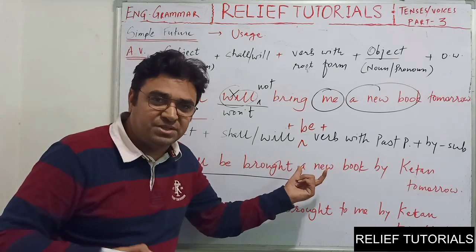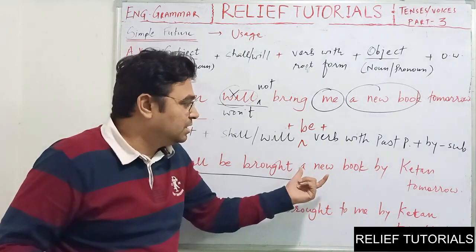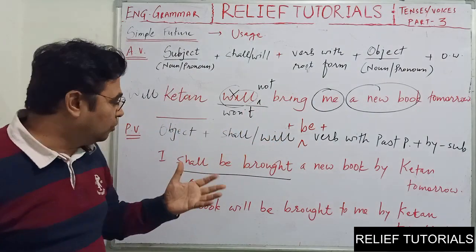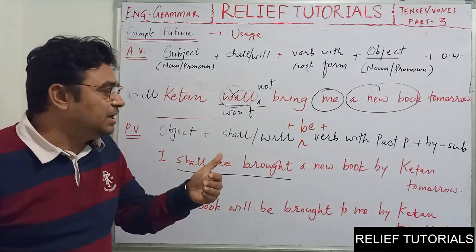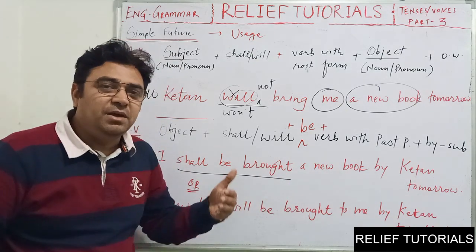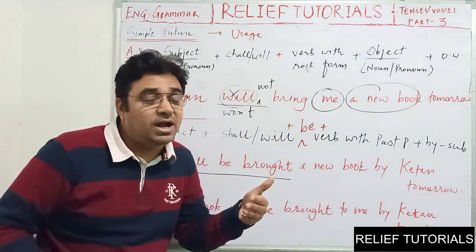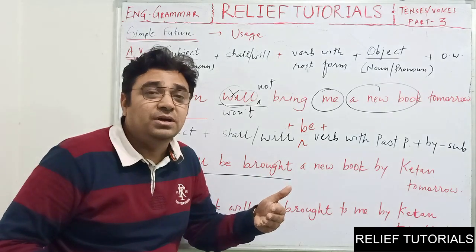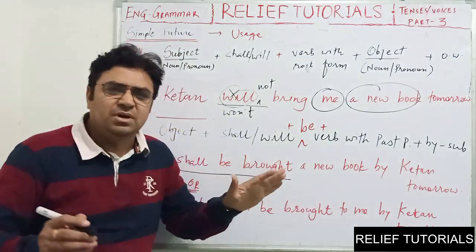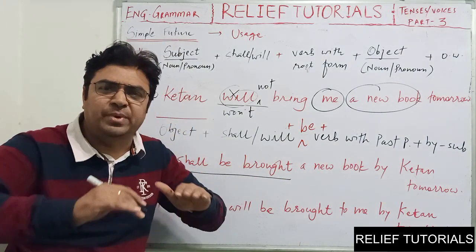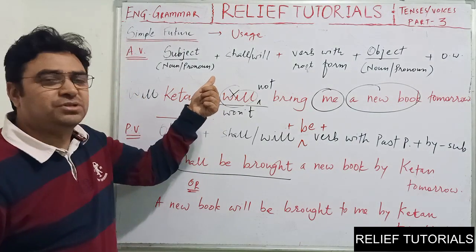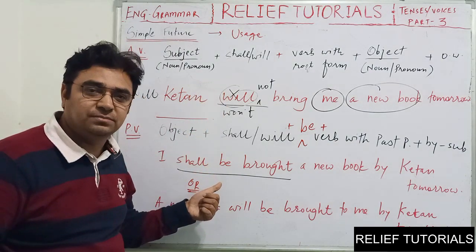The second object is this as it is. By and subject Ketan tomorrow. So the whole thing, Ketan मेरे लिए कल एक नई बुक लाएगा, उसके बदले मेरे लिए केतन द्वारा एक नई बुक लाई जाएगी, something like that. Time, situation of the action remains same, only the emphasis is changed. Here the emphasis is upon subject, here it is upon object.